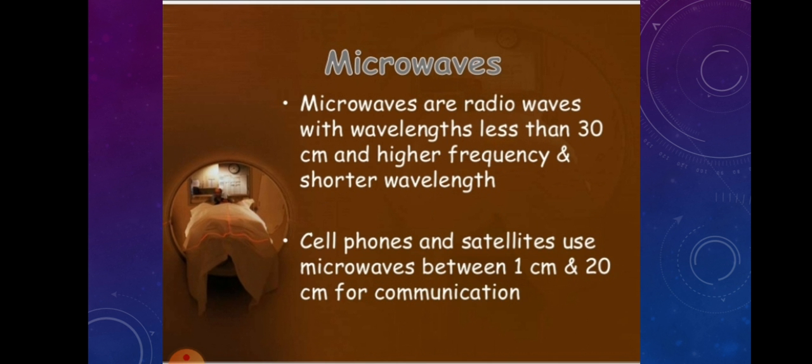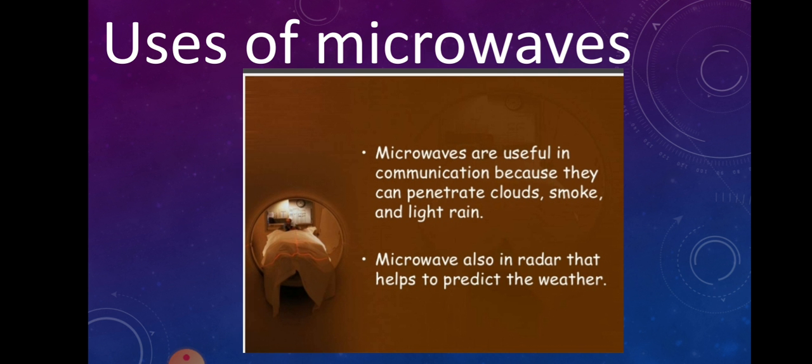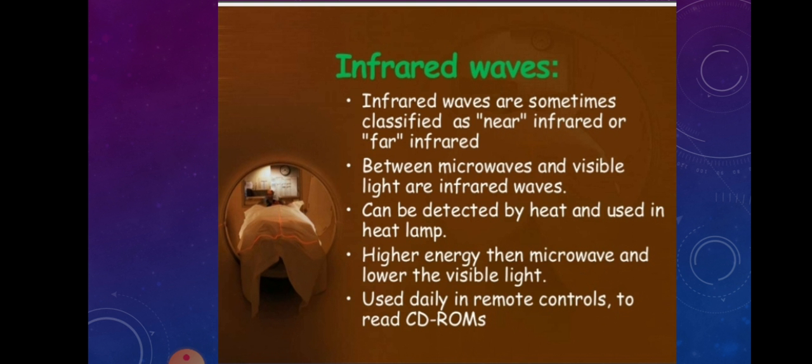Microwaves. Microwaves are radio waves with wavelength less than 30 cm, high frequency and shorter wavelength. Cell phones and satellites use microwaves between 1 cm and 20 cm for communication. Uses of microwaves: they are useful in communication because they can penetrate clouds, smoke and light rain. Microwaves in radar also help to predict the weather.